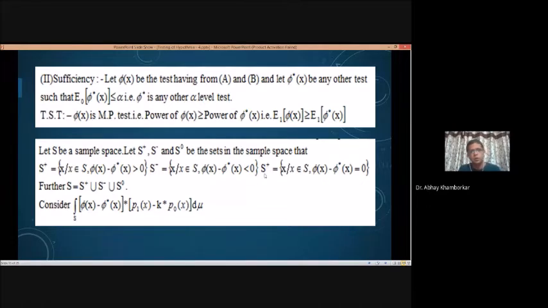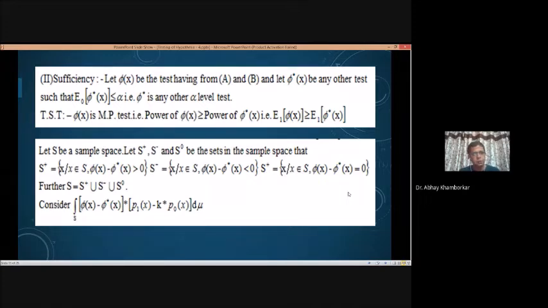Now how is S naught defined? S naught is equal to all those values of x, of course, which belong to sample space S, such that phi of x minus phi star x equal to 0, right? So three simple conditions के साथ मैंने S plus as well as S minus and S naught को define किया हुआ है, right?